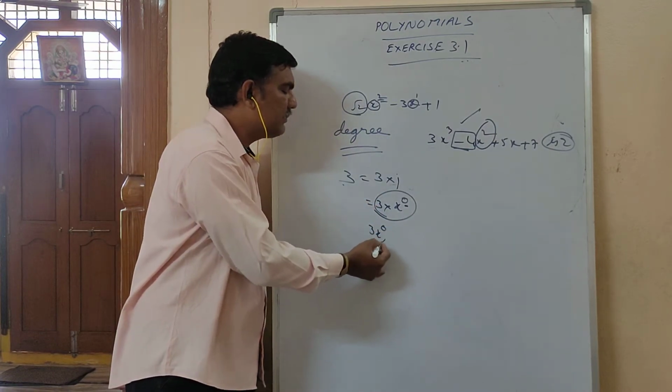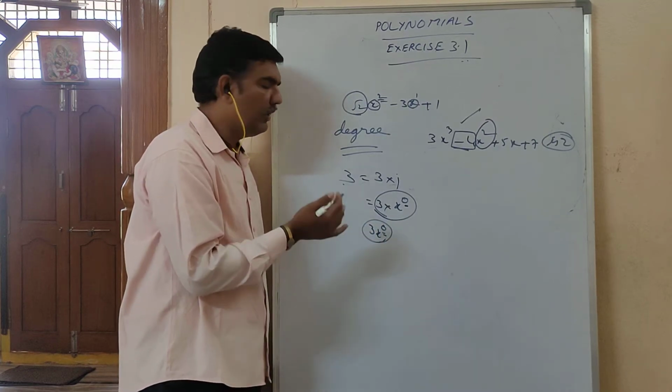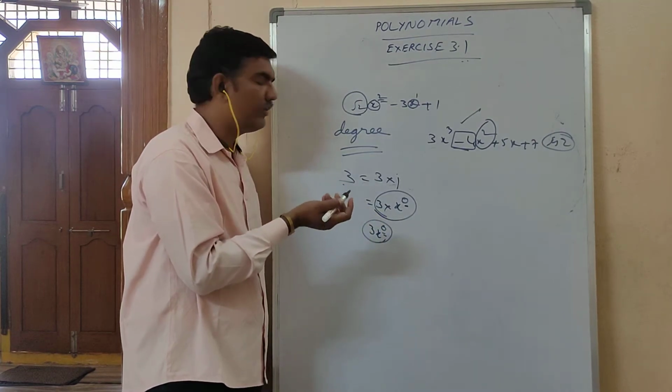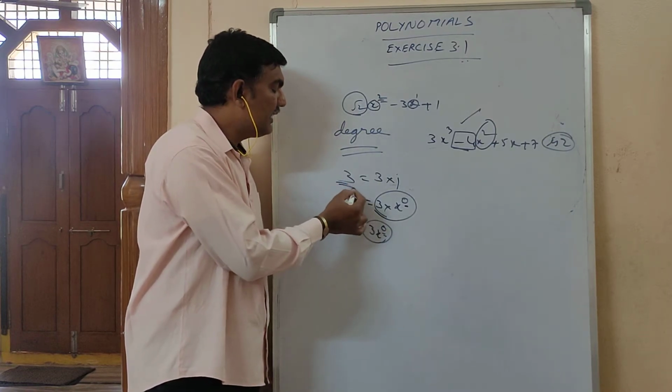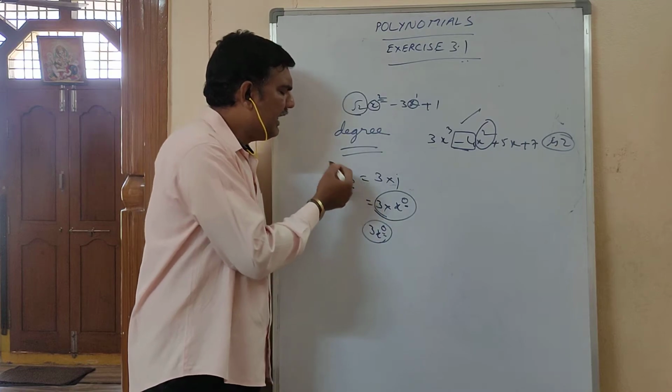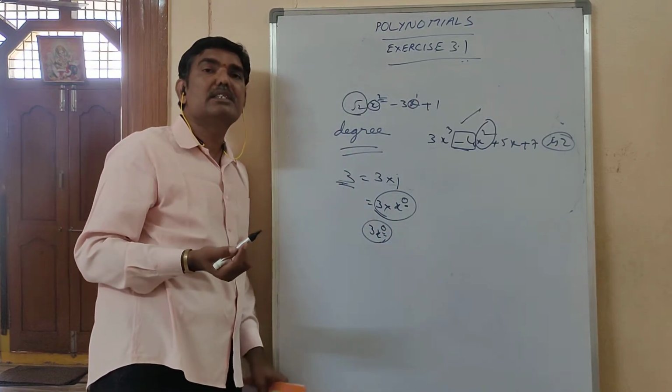So, if 3x power 0 is there, the highest power of the variable is called degree. You have only 3x power 0. What is the power of x here? 0 only. Only one term is there, so the power of x is 0. So the degree is what here? 0 only. So 3 is a constant term. For any constant term, the degree is nothing but 0. It is true.